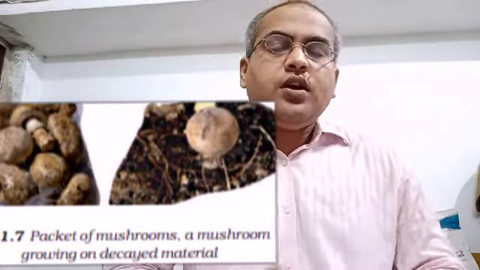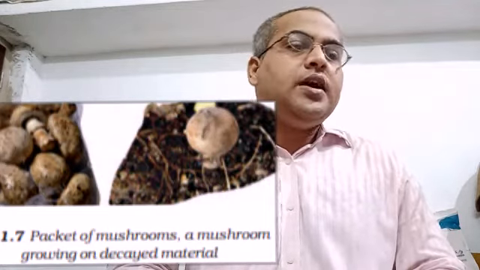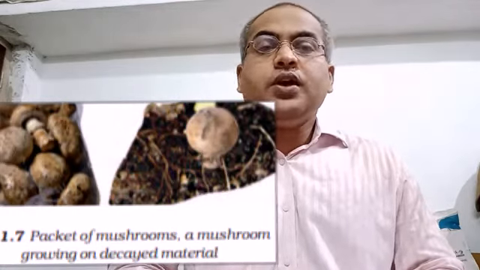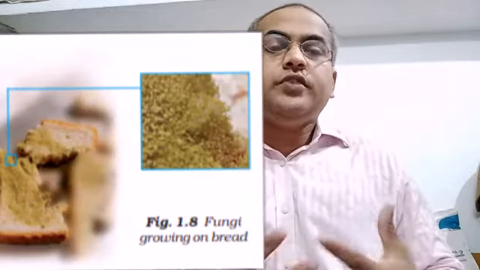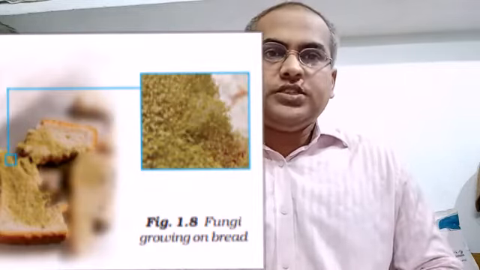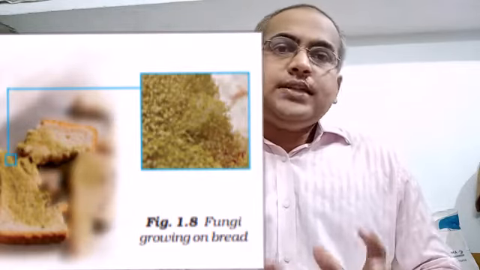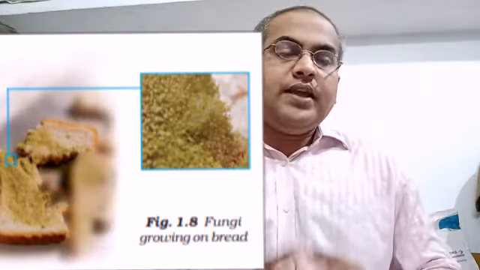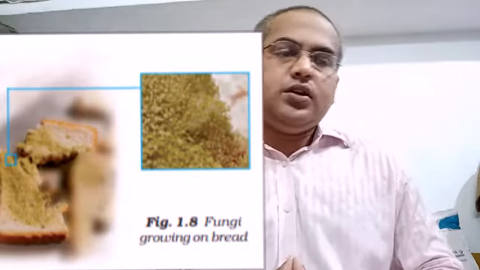This type of organism gets its nutrition from dead and decaying matter. In the rainy season, you will find such fungus appearing on food, on cloth items, and on dead wood also. You will find this type of structure grow, and they get their nutrition from dead and decaying matter. These fungal spores are generally present everywhere, and when they get good conditions, they will develop and grow.